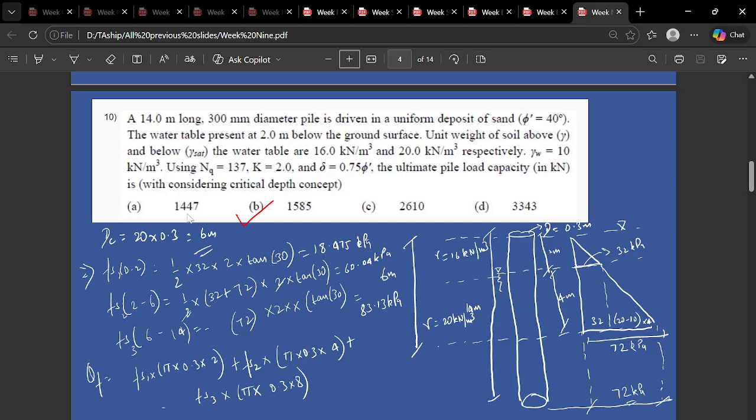The water table is present at 2 meter depth below the ground surface. The unit weight of the soil above and below the water table are 16 kilonewton per meter cube and 20 kilonewton per meter cube respectively. The unit weight of the water is 10 kilonewton per meter cube. If the NQK delta, the ultimate pile load capacity is.